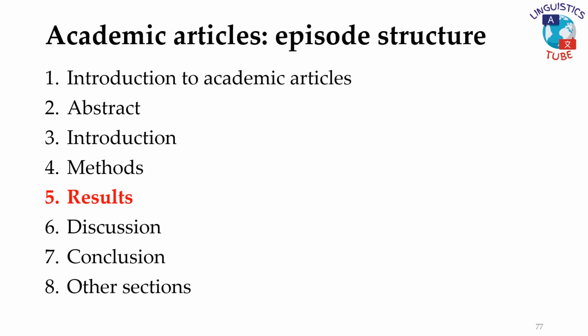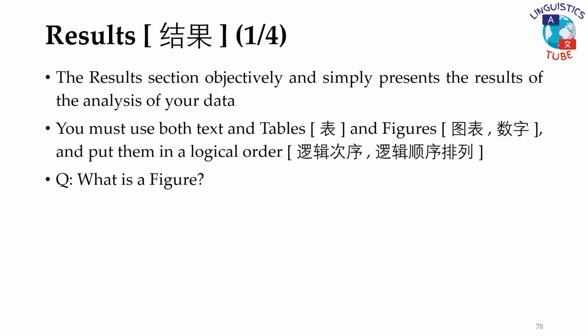In the next section of this episode, we will examine the 4th section of an academic article, the results section. In the results section, you present and describe the results of the analysis of your data. Like with the methods section, this section must be written as objectively and as simply as possible.